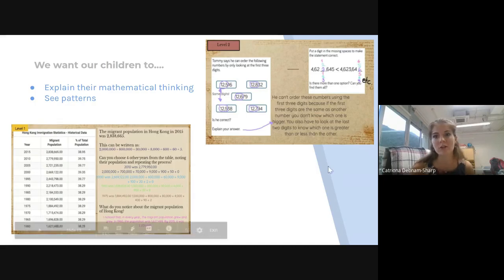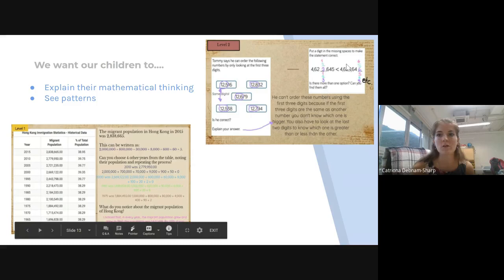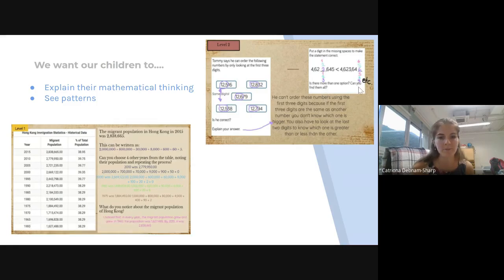But with the second one here, rather than doing an explanation, they've just shown all the different number opportunities that could go here. And then in this other activity here, oh, sorry, I feel like that one moved out of the way. Yeah, again, seeing patterns. So again, we were combining statistics with place value, and we asked the children, what do you notice about the migrant population of Hong Kong?